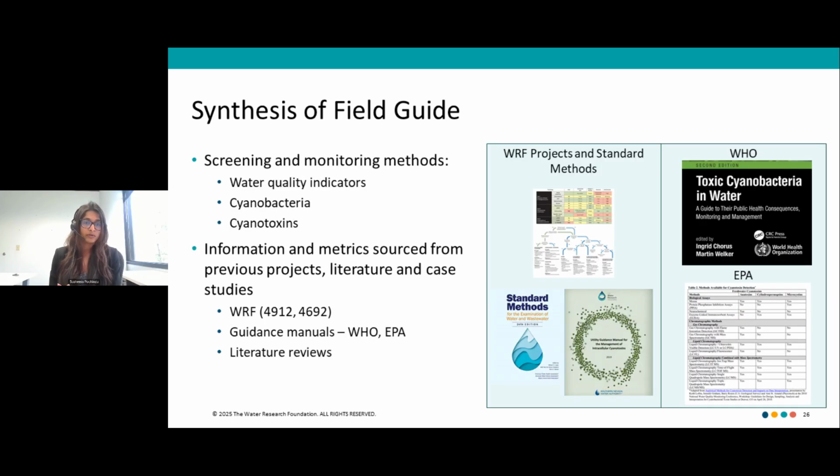So for compilation of this field guide, we looked at 3 categories: water quality indicators, cyanobacteria, and cyanotoxins. We looked at different WRF projects. As Eric mentioned early on, we wanted to build on existing WRF guidance. So we looked at 4912, 4914, 4692. We looked at guidance manuals produced within the US, within EPA and Ohio EPA, and WHO, World Health Organization guidance manuals, and of course, literature as and when we needed to dig in a little further about methods that are not standardized yet, but are still commercially available.